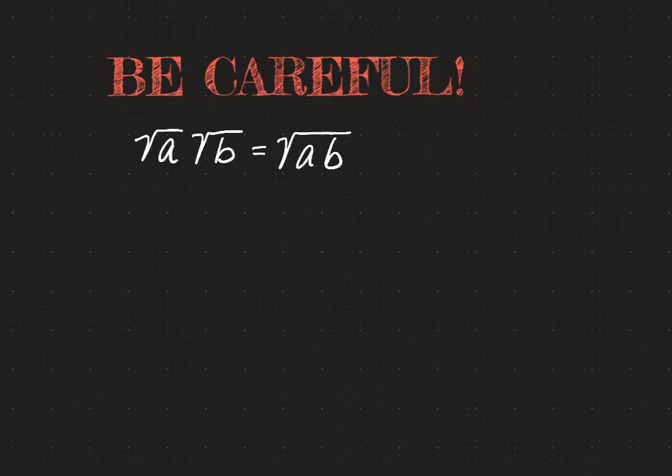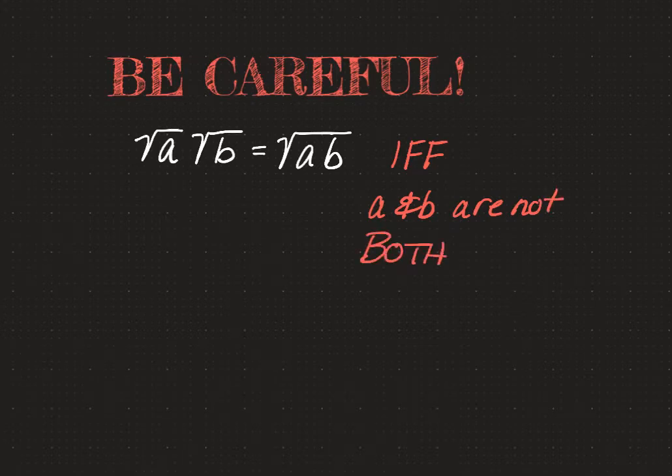Be careful. The square root of a times the square root of b does equal the square root of ab, or the square root of ab equals the square root of a times the square root of b, if and only if a and b are not both negative.